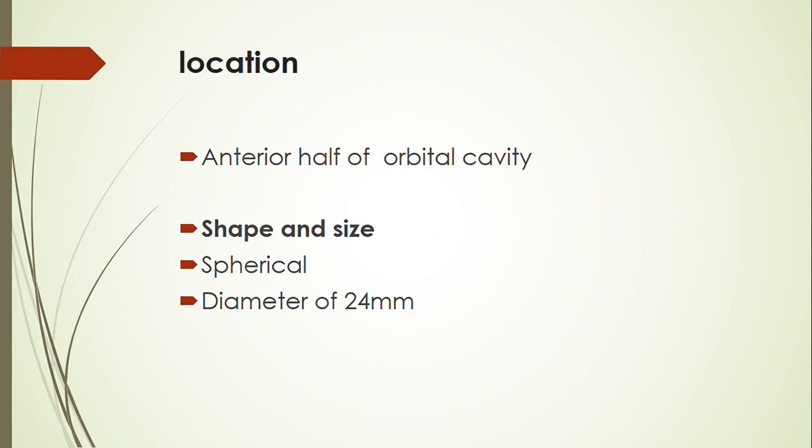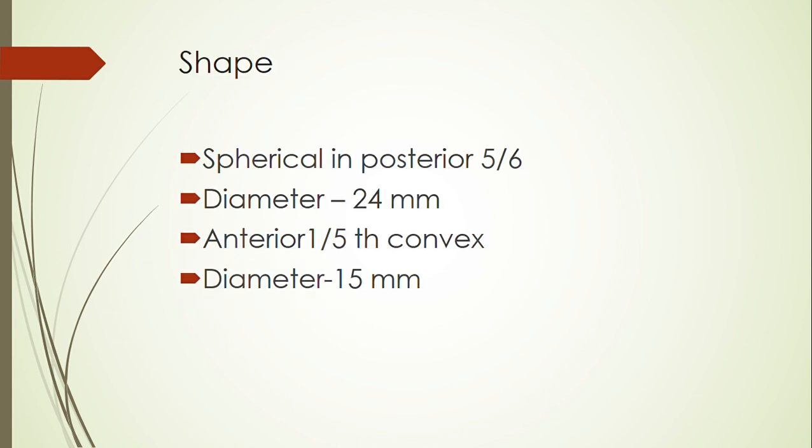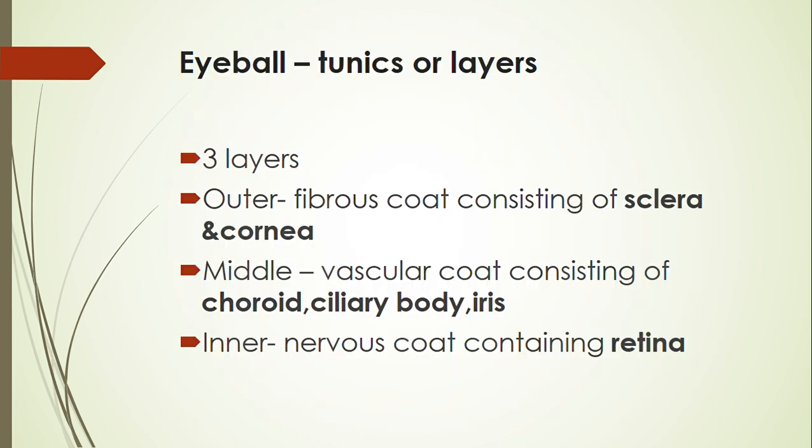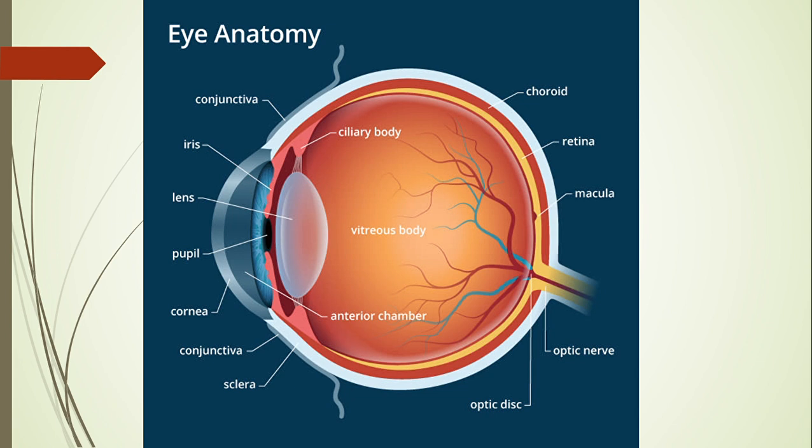Location of the eyeball: it is present at the anterior half of the orbital cavity. The shape and the size: it is spherical. As we all know, the eyeball is a rounded structure, somewhat like a globe, with a diameter of about 24 mm. This is the shape of an eyeball.